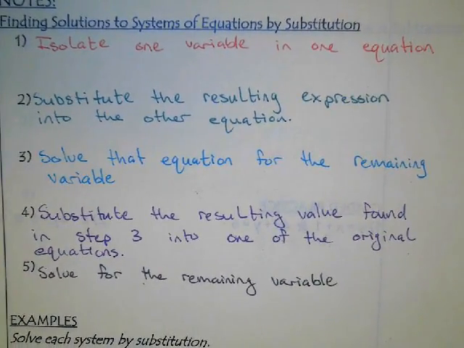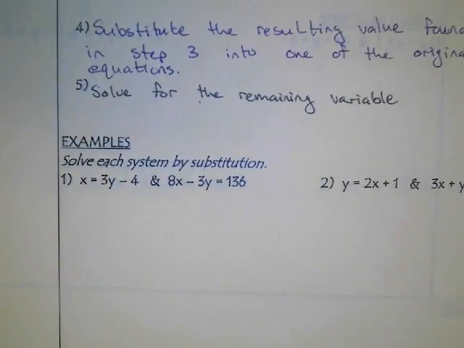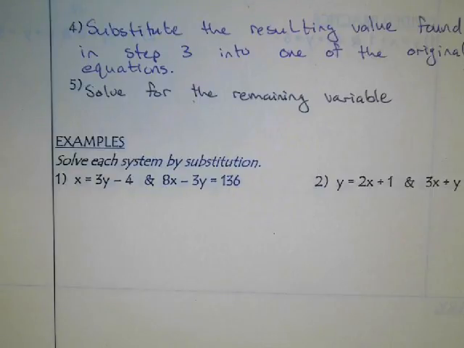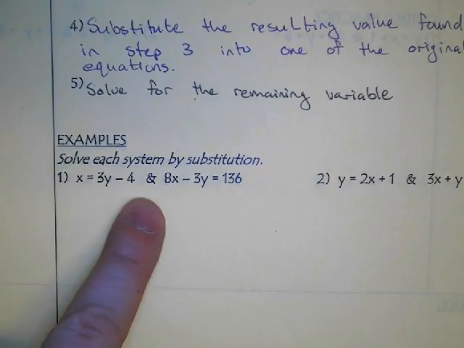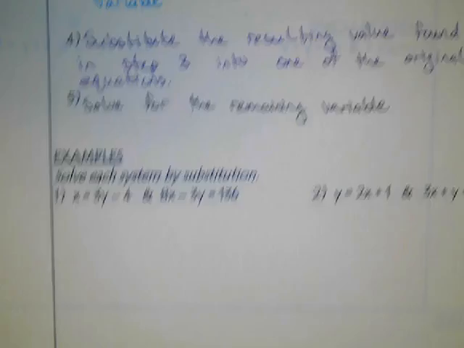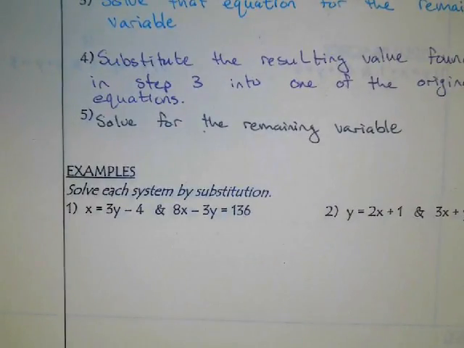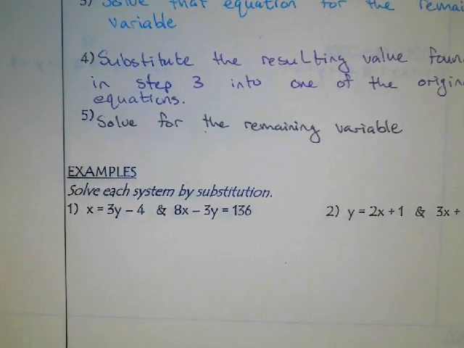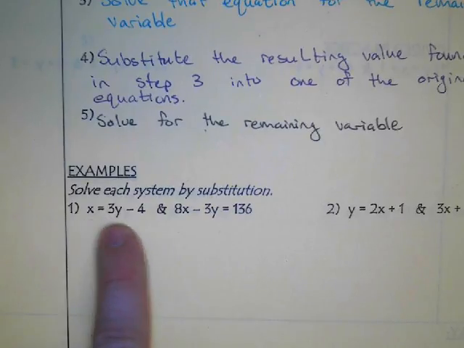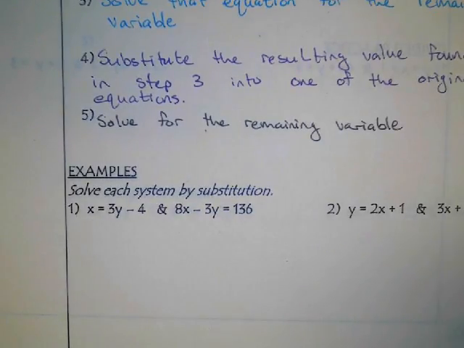Okay, so let's see if we can do this. We have our steps. Let's try some examples. So I'm looking at this, solve each system by substitution. So I have x equals 3y minus 4 and 8x minus 3y equals 136. The first step is to isolate one variable in one of the equations. So what that means is I need to have one equation say x equals or y equals. Either one's fine as long as we have that variable isolated. So when I look here, I see, oh, this one already says x equals. So I already have one of my equations isolated. I'm ready to just move on to step 2.